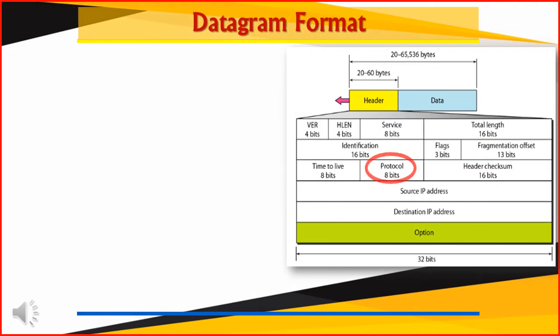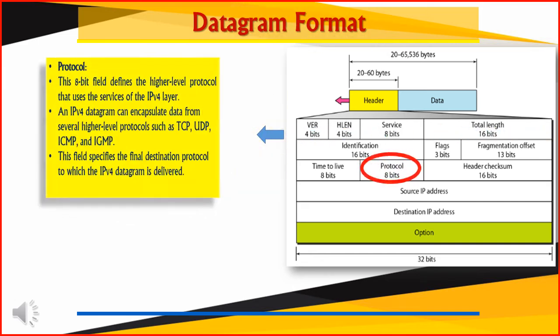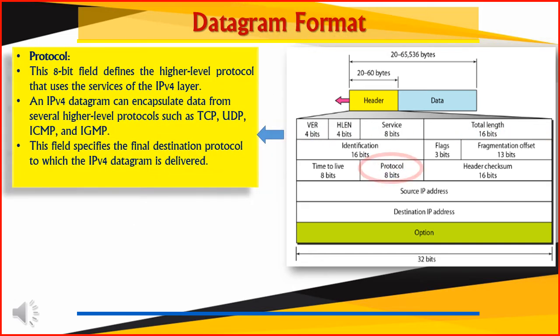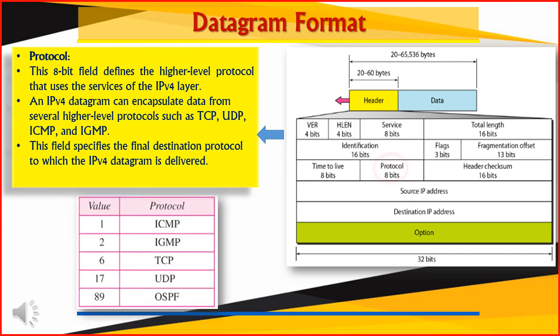The next block is the protocol block. This 8-bit field defines the higher level protocol that uses the services of the IPv4 layer. An IPv4 datagram can encapsulate data from several higher level protocols such as TCP, UDP, ICMP, and IGMP. This field specifies the final destination protocol to which the IPv4 datagram is delivered. For example, if the value is 1, it is the ICMP protocol; if the value is 2, it is IGMP; if the value is 6, it is TCP; 17 is for UDP, and 89 for OSPF.